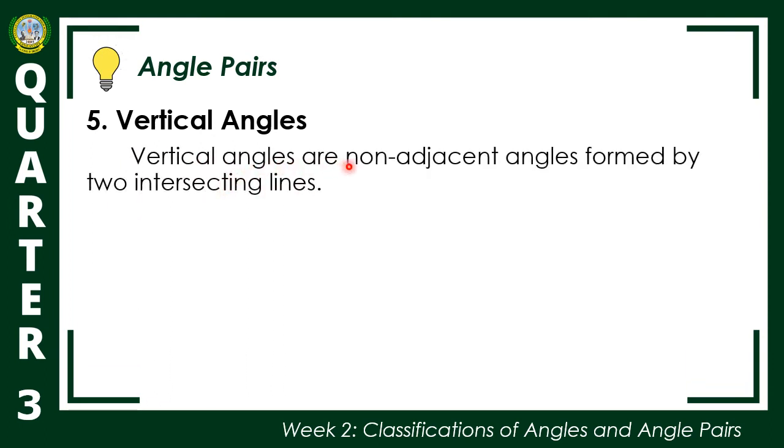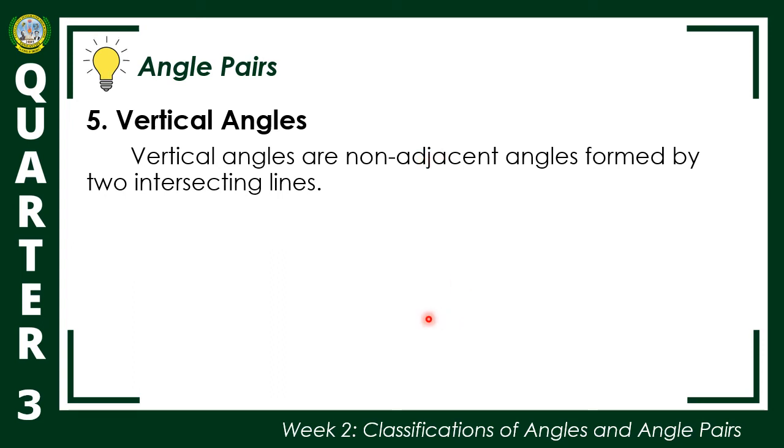Vertical angles are non-adjacent angles formed by two intersecting lines. Okay? So, tatandaan ha, ang vertical angles ay nabubuo ng dalawang intersecting lines. Parang letter X. Ano? Sila yung magkabaliktaran, yung magkatalikuran. Non-adjacent sila. Though nagsishare sila ng vertex, kasi ang vertex nila is yung intersection ng lines. Non-adjacent sila kasi wala naman silang common sides.